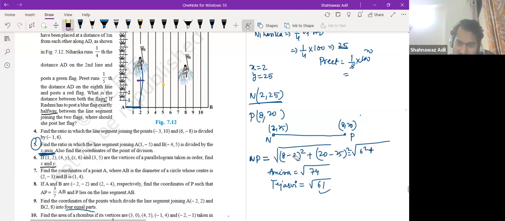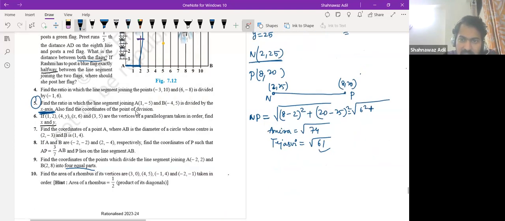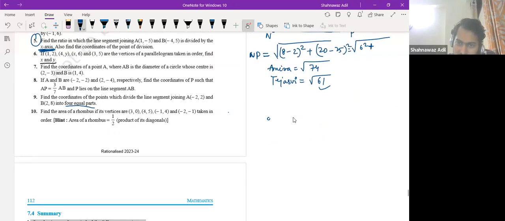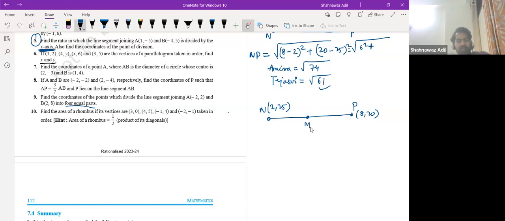Okay, so this was the distance. This is the first part: what is the distance between both the flags? This part is done. In the second question, they want to put a flag between these two points, in the middle. This is the middle point M, the midpoint, right?